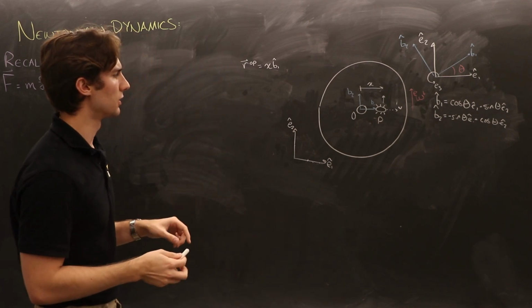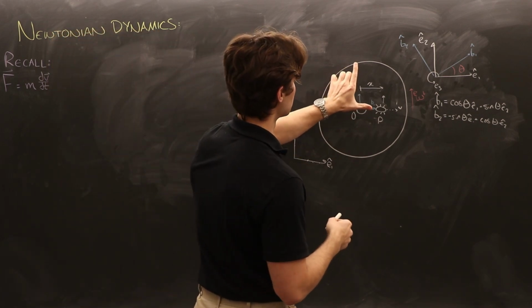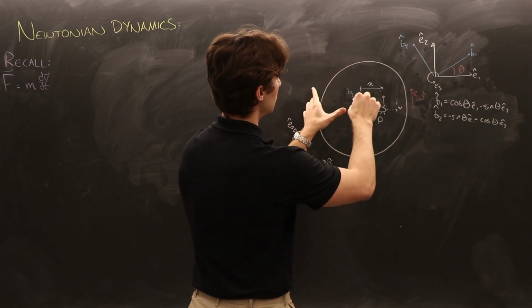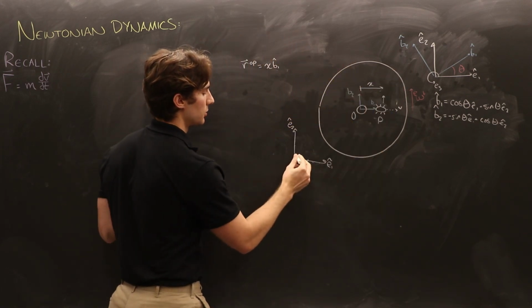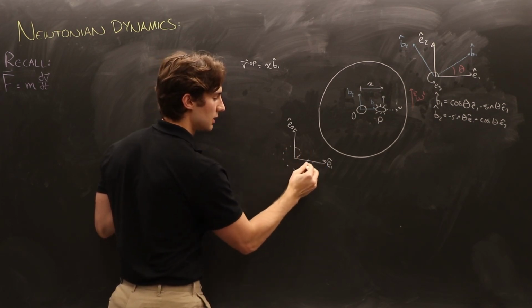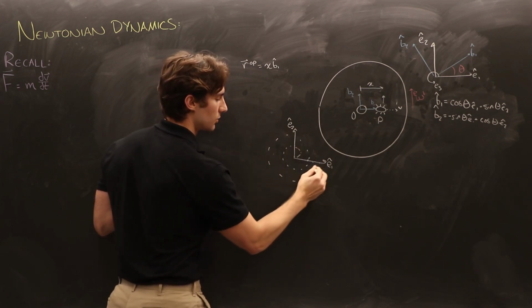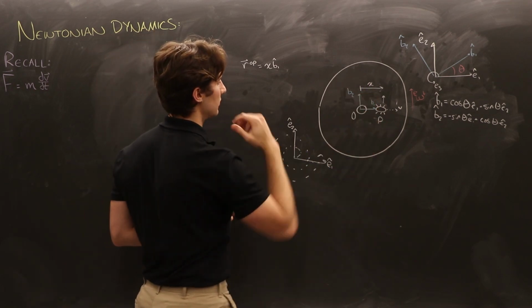So the first thing that we want to do is think about how this bug is moving in the B frame. So this B frame is rotating and the bug is walking outwards. In the inertial frame, this motion is going to look pretty complicated. So this bug is going to be walking outwards, and as he walks outwards, there's going to be some spiraling due to this rotation of the disk.